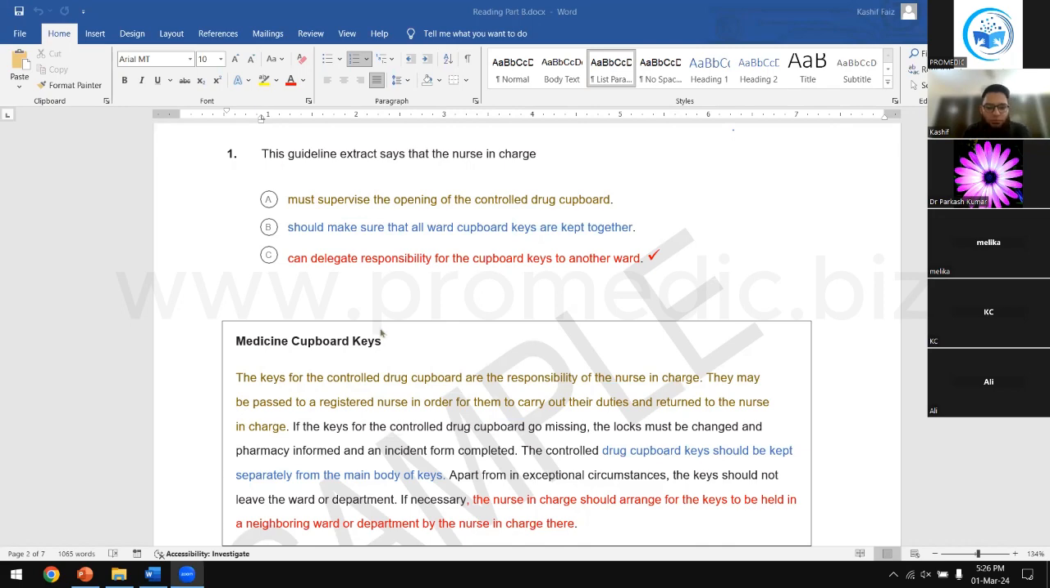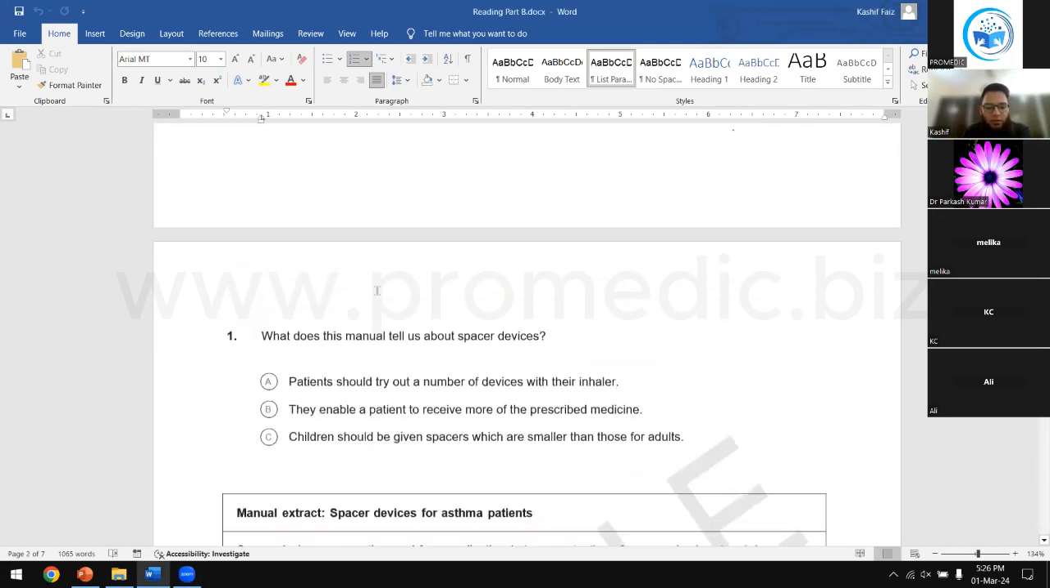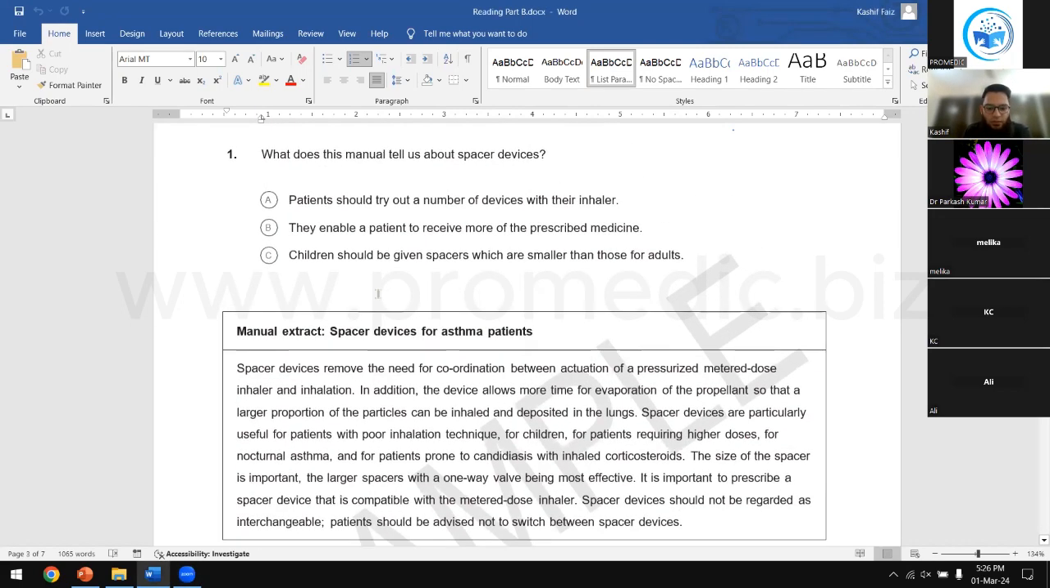Okay, I'm sure you guys can understand. Let's do another one. Let's do this one. A couple of minutes for you. Read the manual and choose the correct answer from the given choices. Have you attempted this one?